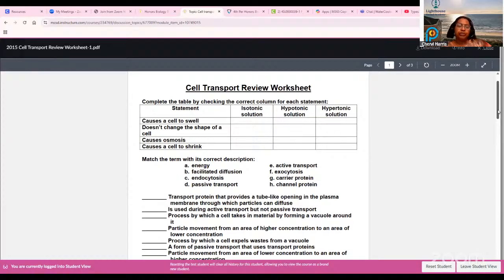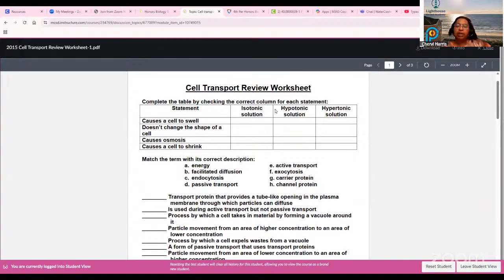So look at your picture. Is it going to swell? Is it going to shrink? Or is it going to stay the same if it's isotonic? Thank you, Raymond. He said it's going to stay the same. So you want a check mark in "doesn't change the shape of the cell." So you have two checks in the first column.